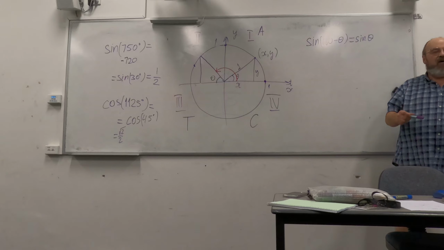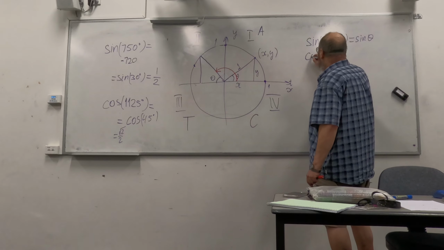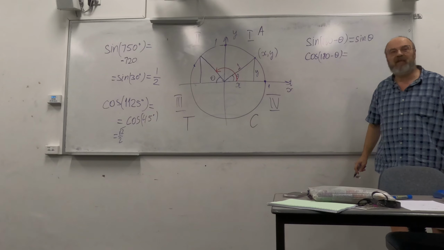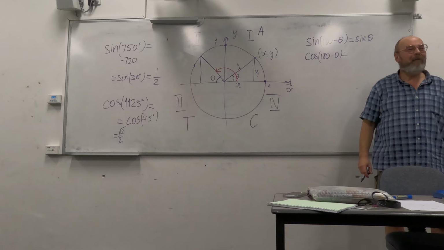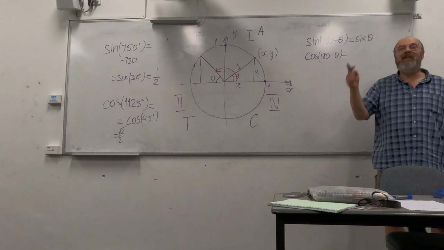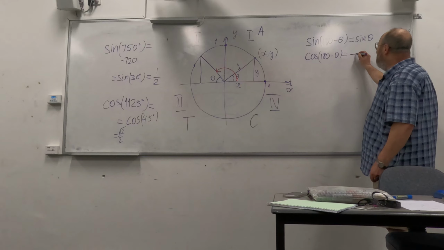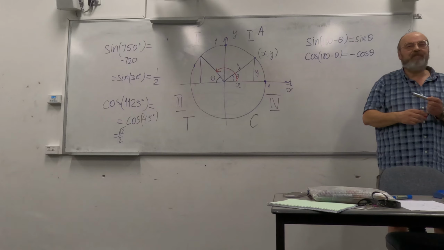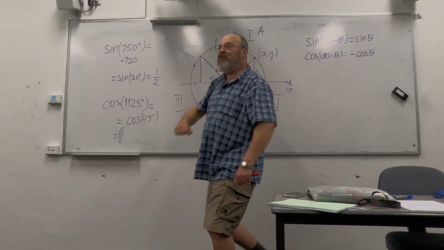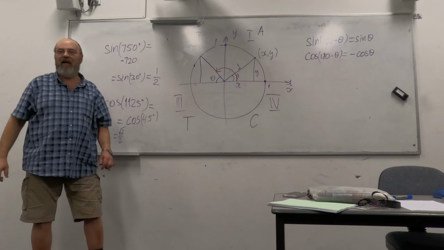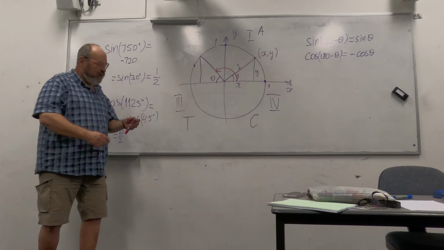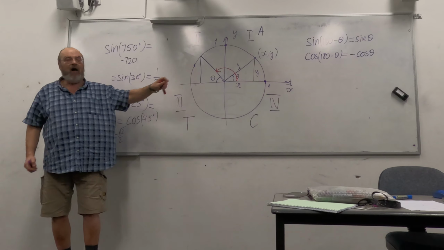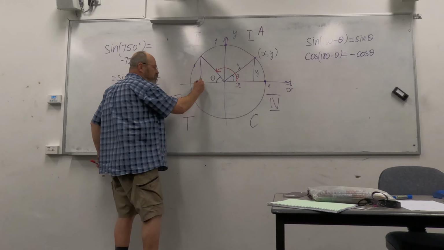So sine 180 minus theta equals exactly sine theta. What can we say about cosine of 180 minus theta? Negative cos theta. Why is it negative? Because the x coordinate is negative. Does that make sense? Yes. Now, let's do another triangle.